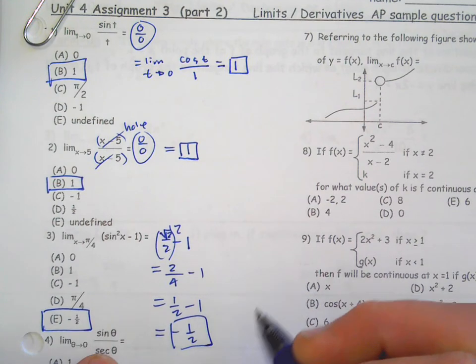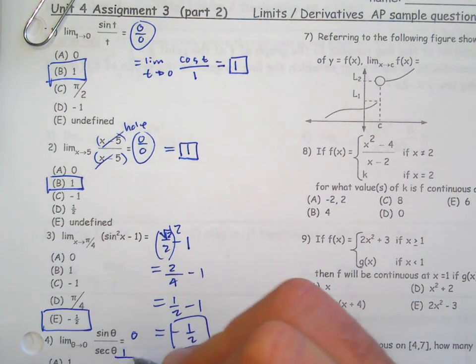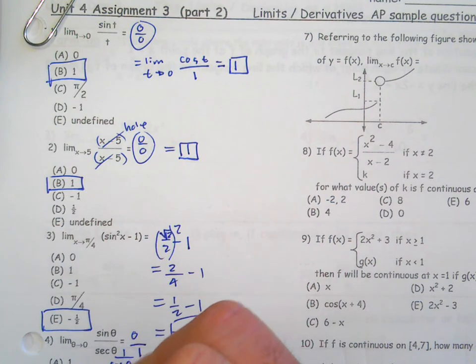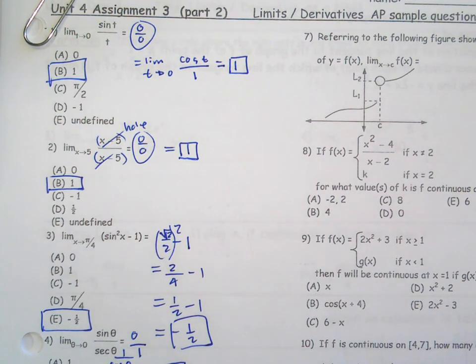Okay, next one. Sine of 0 is 0. Secant is 1 over cosine, and that'd be 1 over 1, which is 1. 0 over 1 is 0. So the answer is 0. Next one.